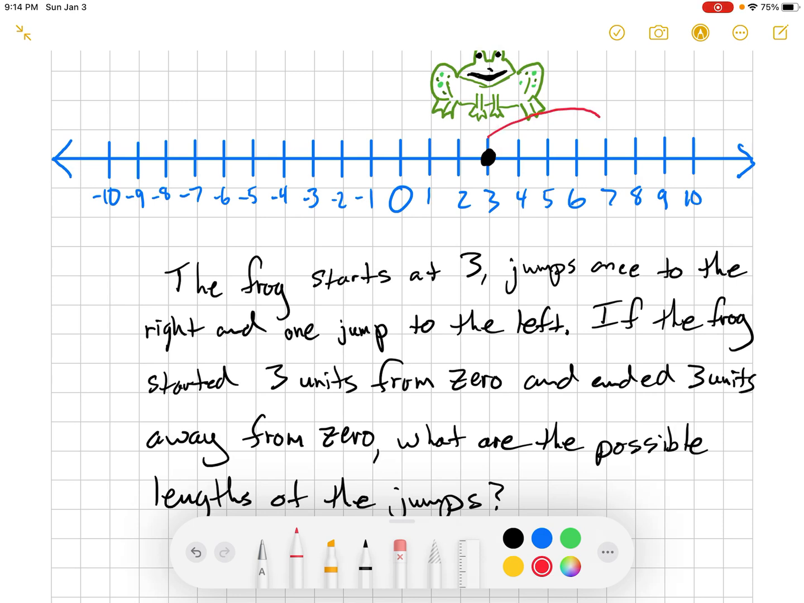Let's just say it went 4. But it had to jump again to the left, and the frog had to start 3 units and end 3 units away from 0. Well, the frog could have been right here. It could have jumped forward 4, or to the right 4, but then it could have just subtracted 4, gone right back to the same spot.